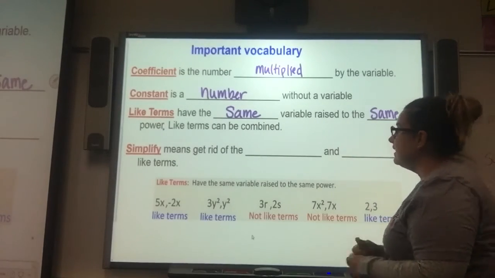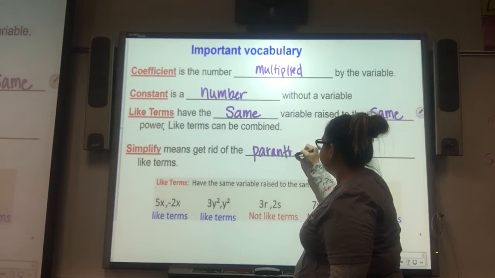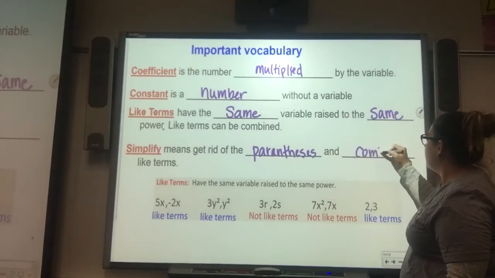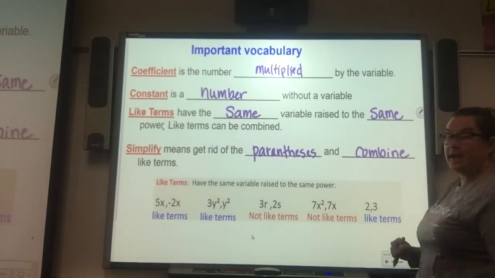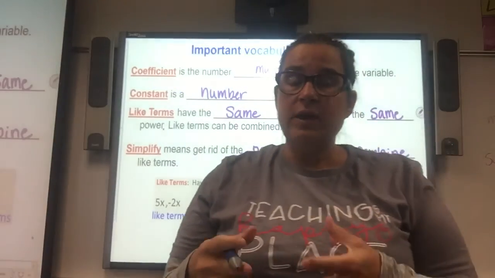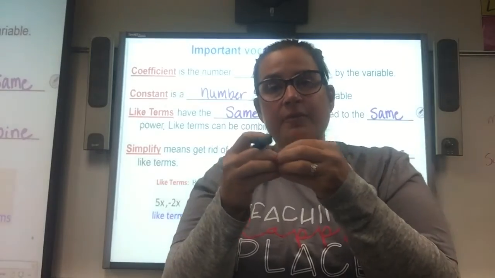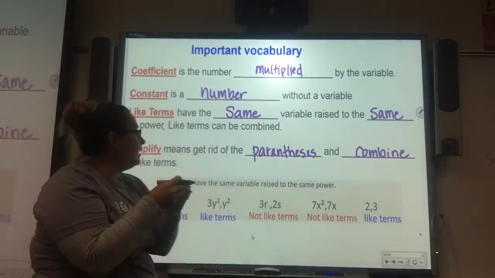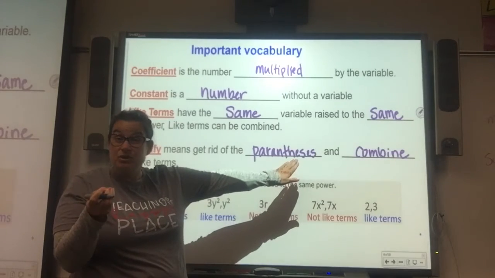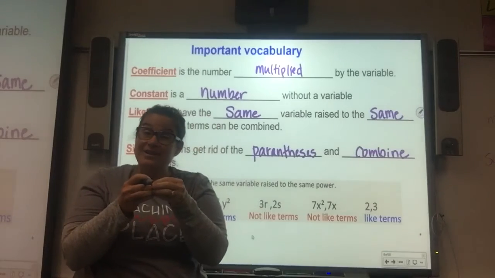Simplify means to get rid of the parentheses and combine like terms. So we're taking the 2 skills we worked on last week and we're putting them together to simplify. Simplify means to get rid of the parentheses, that's what we do when we distribute, and combine like terms. Put all of our things together.